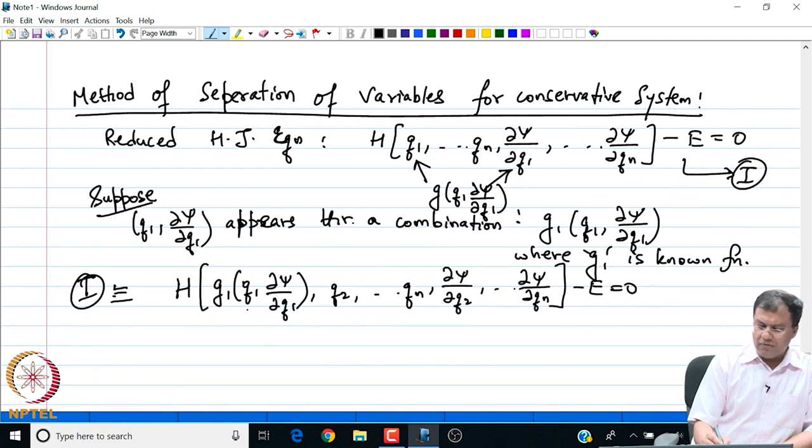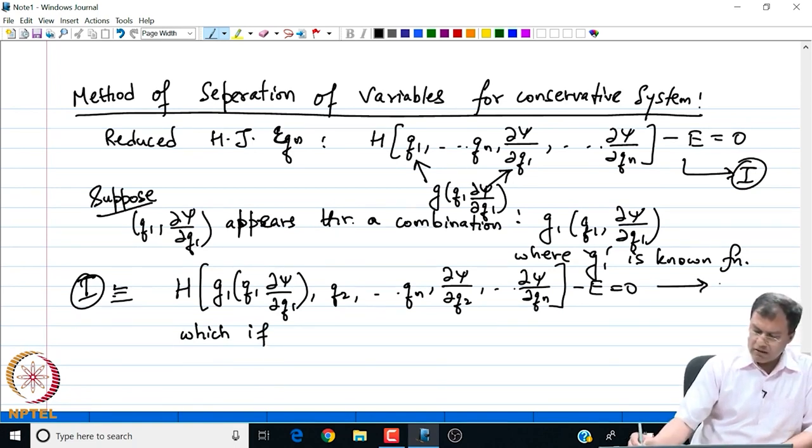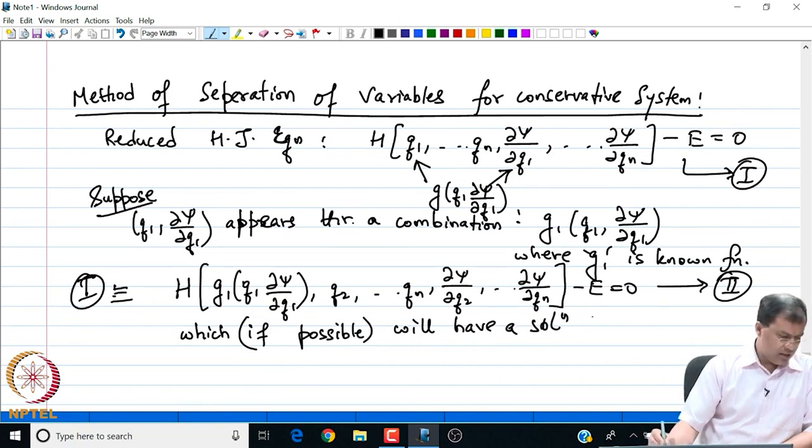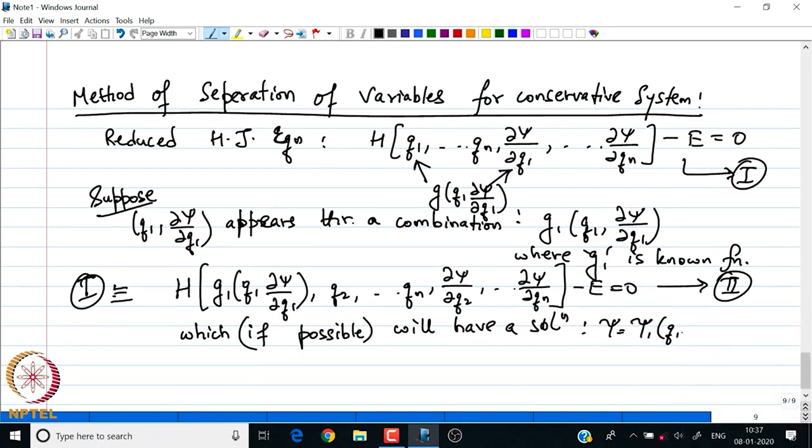Now notice that since we have separated out the variable q 1, possibly in this situation we can have a solution in which the variable q 1 can be separated. So, let me call this expression 2, which if possible, will have a solution of the form psi is equal to psi 1 of q 1 comma capital Q plus r 1, the second function in which all the other variables can be clubbed, right. So, we have separated out the solution in which the variable q 1 appears, where capital Q is the generalized coordinate, the coordinate in the new Hamiltonian system. Okay, and that can also appear here. I call this set of equations my 3.